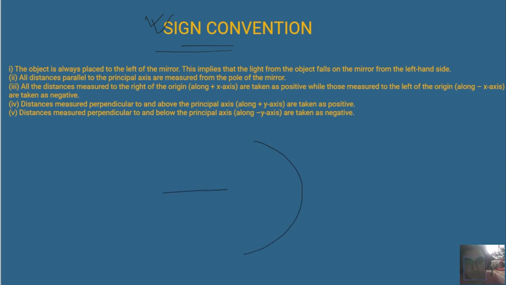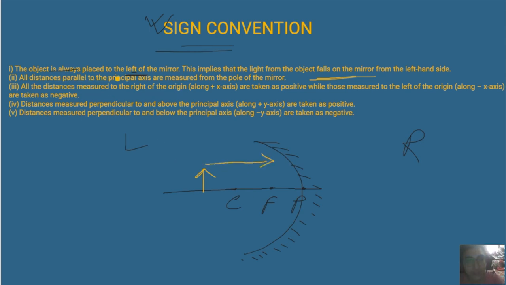So first, let us know what it says. If this is, for example, a concave mirror, this is the pole, focus, center of curvature. The object is always placed on the left of the mirror. Obviously, this is left, this is right, no confusion with that. This implies that light from the object falls on the mirror from the left side. Obviously, light is going from the left towards the right.